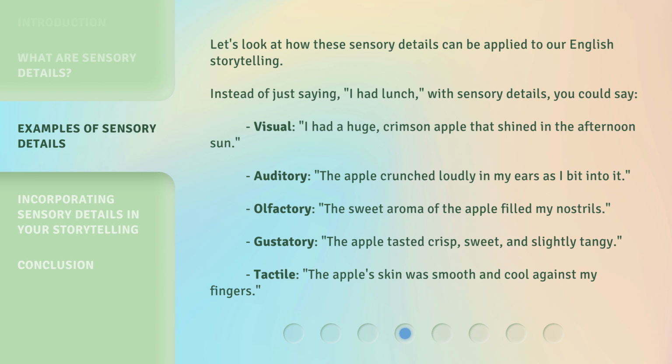Auditory: the apple crunched loudly in my ears as I bit into it. Olfactory: the sweet aroma of the apple filled my nostrils. Gustatory: the apple tasted crisp, sweet, and slightly tangy. Tactile: the apple's skin was smooth and cool against my fingers.